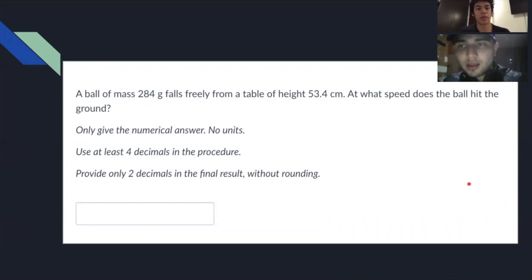So in here we have a problem which says a ball of mass 284 grams, or 0.284 kilograms, falls freely from a table at a height of 53.4 centimeters, or 0.534 meters. It says, at what speed does the ball hit the ground?